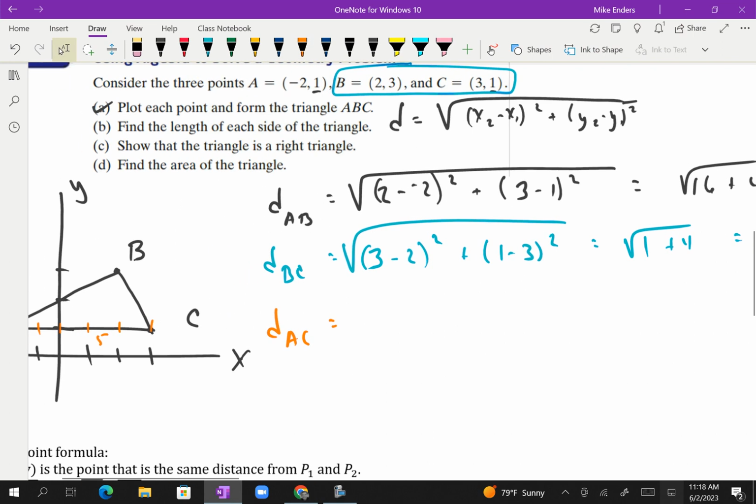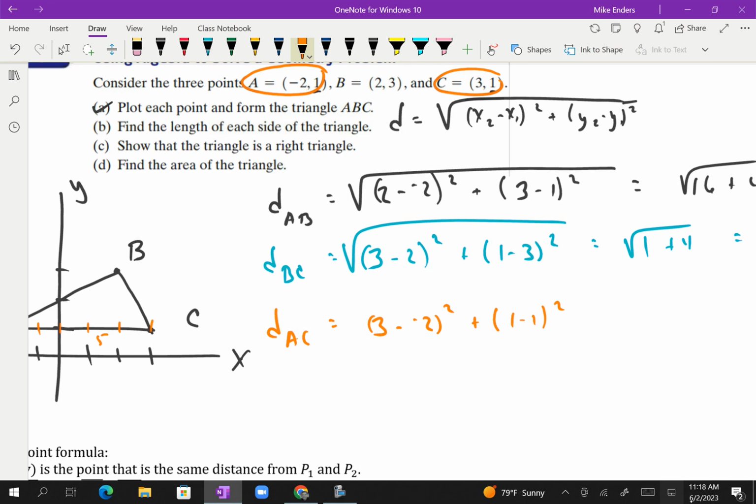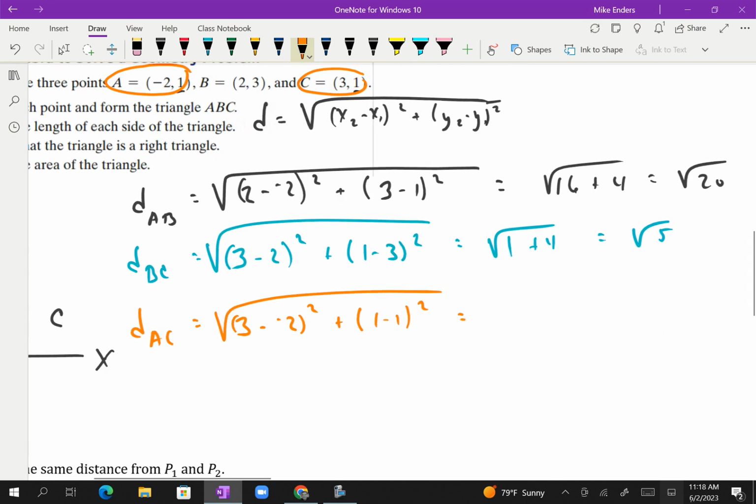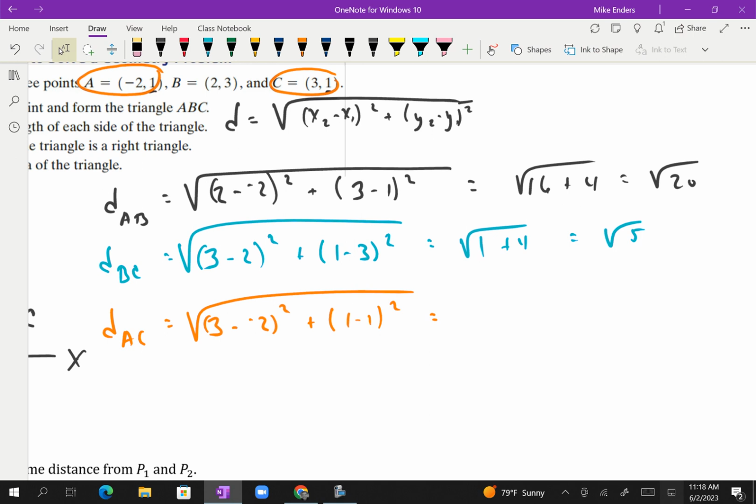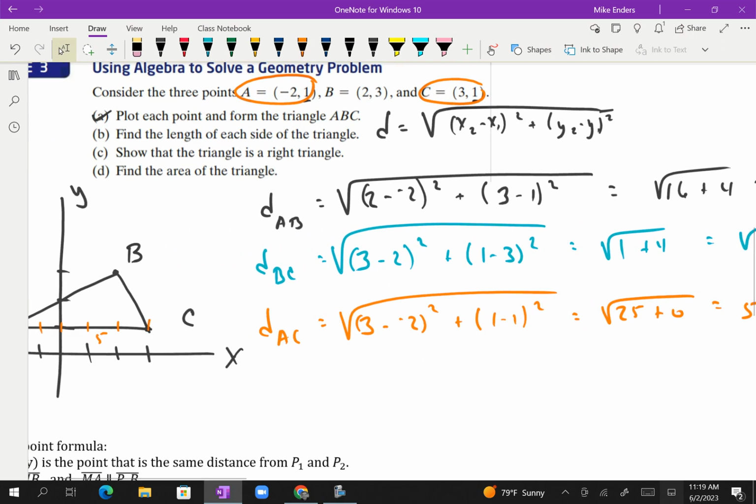So if we take A and C, so we come back up here, we're doing A and we're doing C. So x2 minus x1: 3 minus negative 2, that quantity squared, plus the difference in the y's. Well, they're both 1, so that's 1 minus 1 quantity squared. 3 minus negative 2 is 3 plus 2, so that becomes 5. 5 squared then is 25. 1 minus 1 is 0, and 0 squared is 0, so we end up with 25 plus 0, the square root of that, which really ends up being the square root of 25, and the square root of 25 is indeed 5, which is what we said it was just a moment ago.